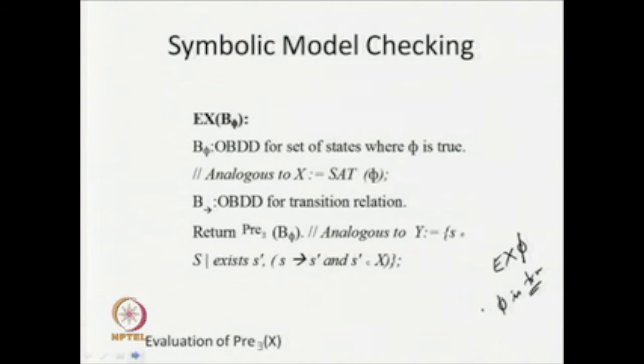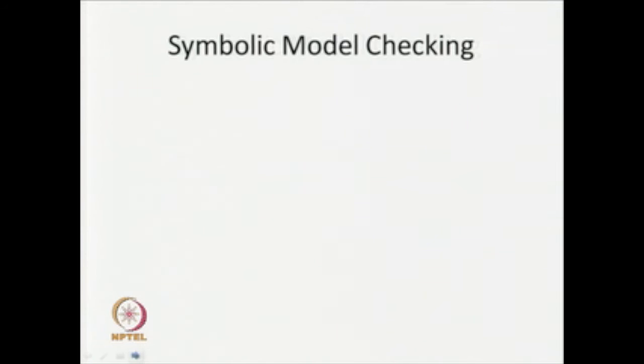Now, B arrow is the OBDD representation of our state transition system. Whatever variable ordering we have for B arrow, that same variable ordering we should maintain for B phi also. Then simply you evaluate pre there exists B phi. This is analogous to y being the set of all S such that we have a transition from S to S dash, where S dash belongs to this particular X. So, we simply use this pre there exists X.